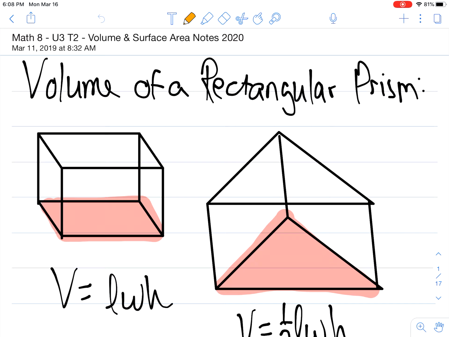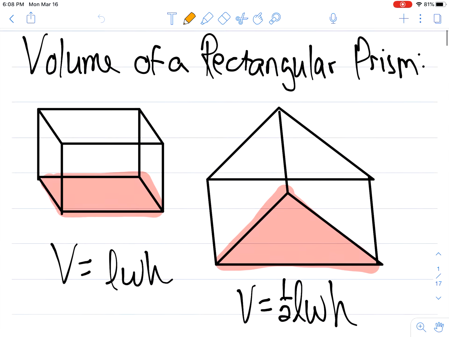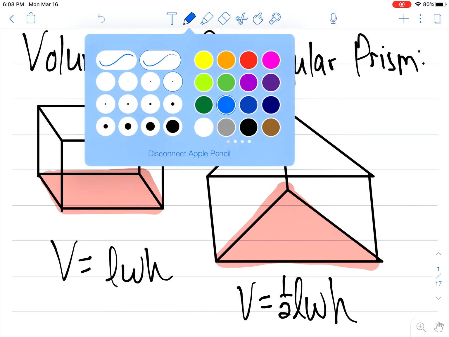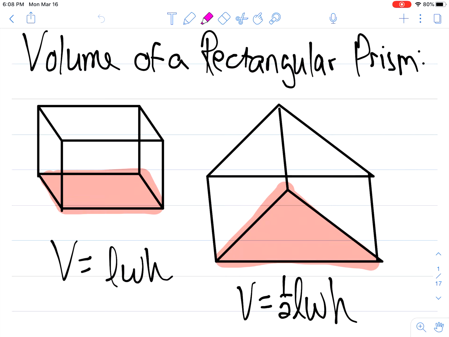So without further ado, let's take a look at a prism here and review prisms. I have a couple of them here, and I'm sure you're familiar with the one on the left. That's a rectangular prism, and the volume formula underneath it is, of course, length times width times height. Very familiar, common formula. What's interesting is that the formula for a triangular prism, as you can see, is 1/2 length times width times height.